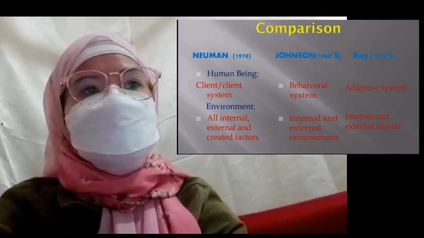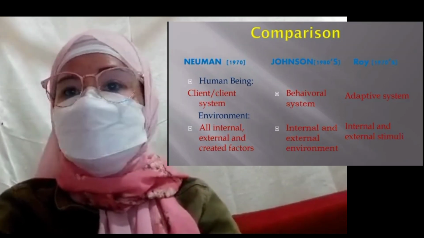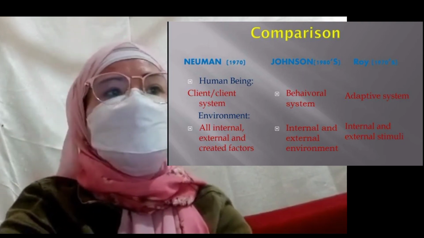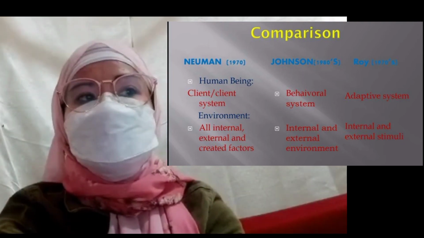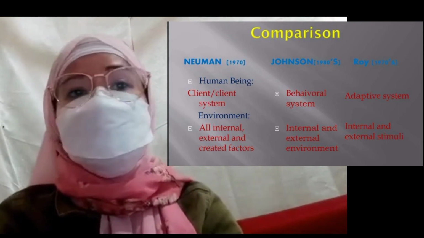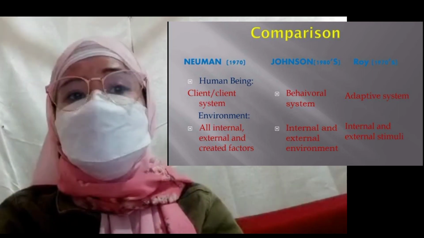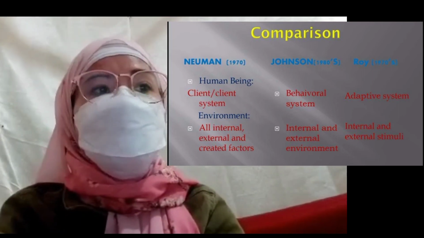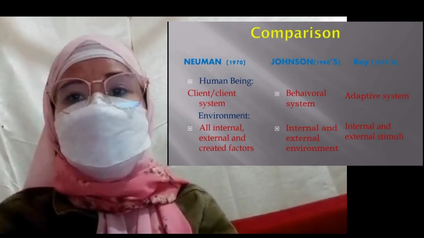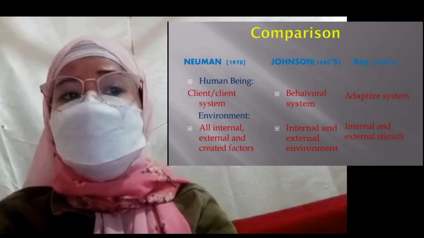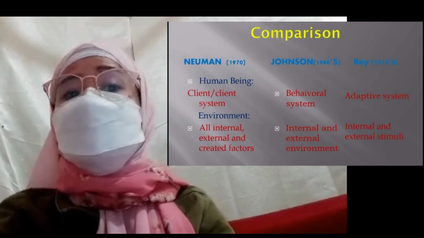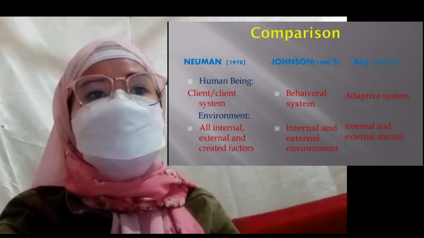Before we end this topic, let's tackle the comparison and contrast for Newman, Johnson, and Roy. For Newman, human being is a client or a client system. For Johnson, human being is a behavioral system, while for Roy, human being is an adaptive system. For Newman, environment is all internal, external, and created factors. For Johnson, environment is the internal and external environment. For Roy, environment is internal and external stimuli.